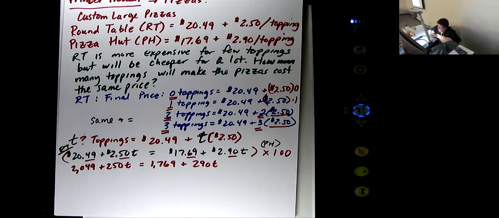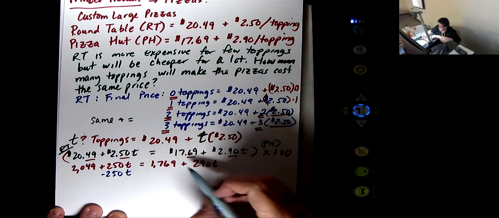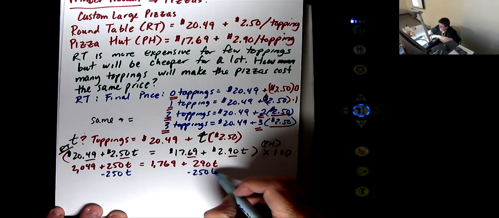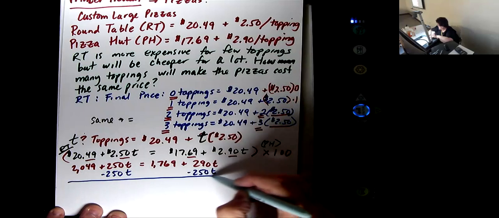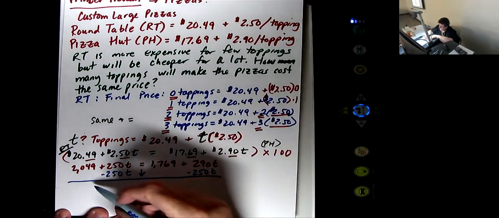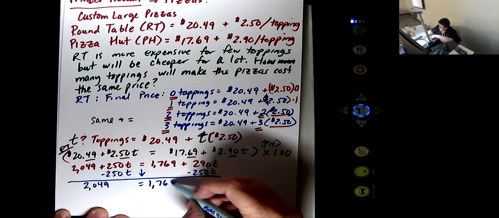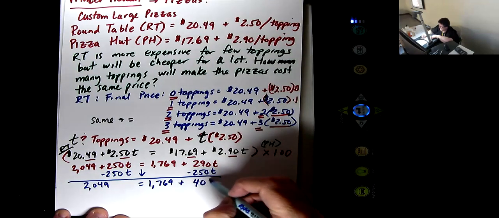Okay, I need to get the t's together on one side. They're on separate sides right now. I'm going to move the t to where it ends up being positive, so I'm going to move the smaller t. The smaller t is the 250t. So I'm going to subtract 250t from both sides. 40t is left.